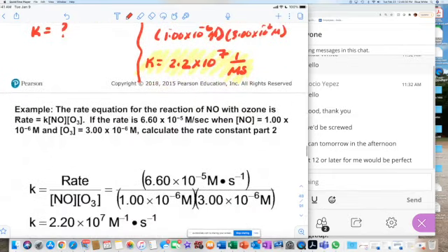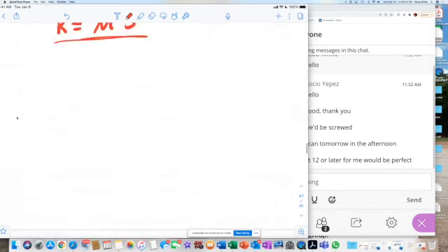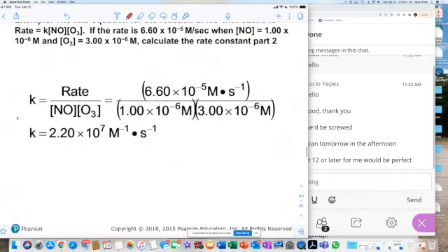Okay. Oh yeah, I forgot they worked it out here. Right.